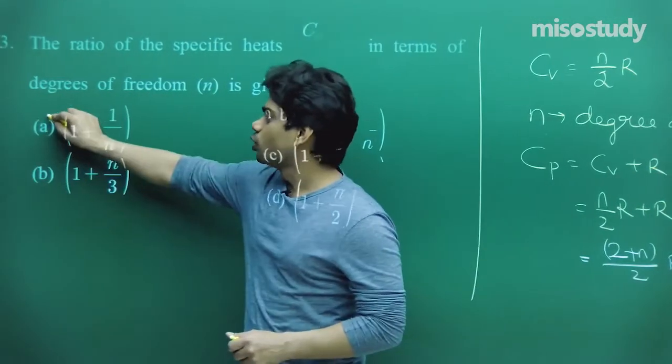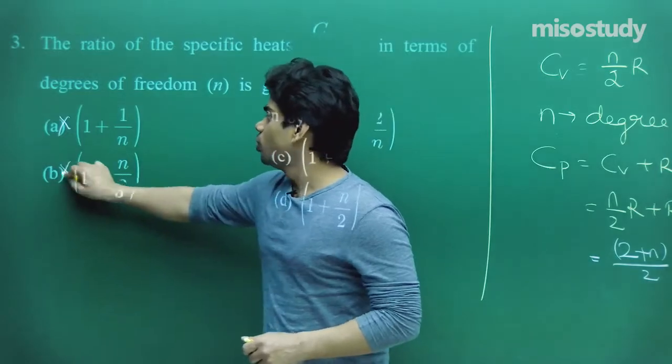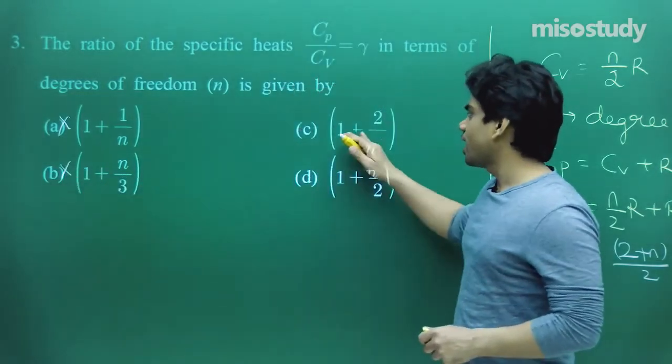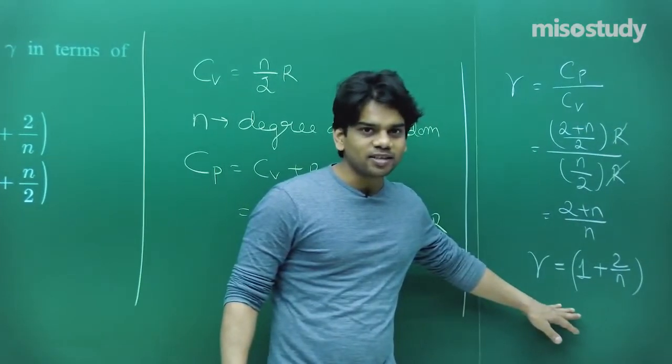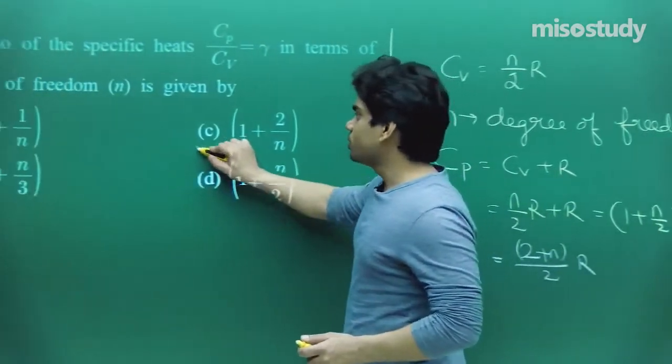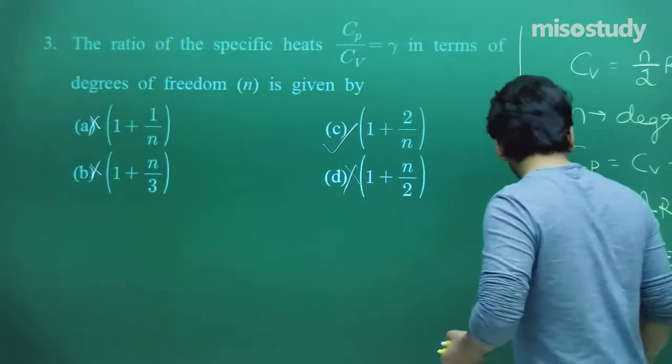A 1 plus 1 by n, no. B 1 plus n by 3, no. C 1 plus 2 by n, and this is the answer that we got, 1 plus 2 by n as the value of gamma, that you can clearly see. Let's go ahead. Option number C is the right answer. D will be the incorrect response.